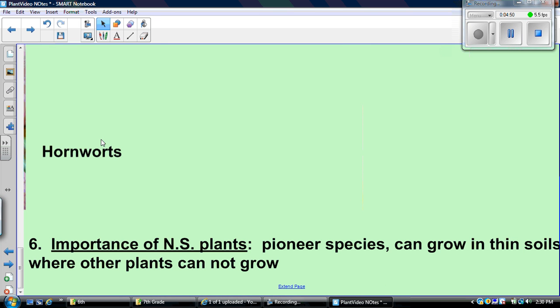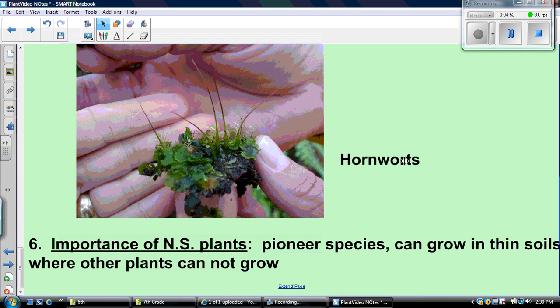Hornworts. Here we go. They're really tiny. See how small they are? 2 to 5 centimeters in height. Non-vascular plants do not get very big. So why are they so important? Because they're pioneer species. They'll be one of the first plants to come back. They can grow in thin soils because they're so small, and they can grow in a lot of places where other plants cannot grow.